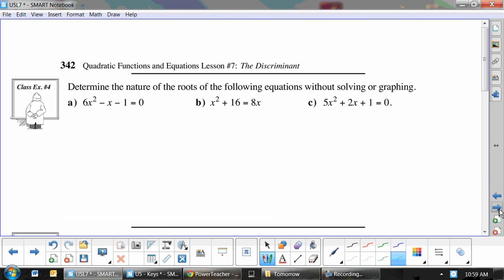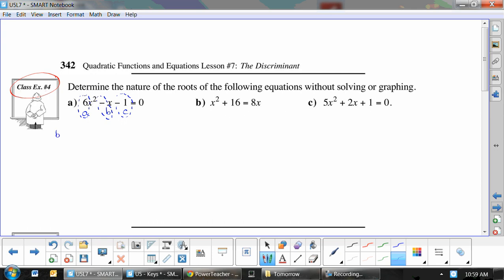So we'll do some examples together. So on the next page, example 4, they ask us to determine the nature of the roots without solving or graphing. So we don't even have to use the entire quadratic formula, just the discriminant. So we'll still go A, B, and C. So A is 6, B is -1, and C is also -1.